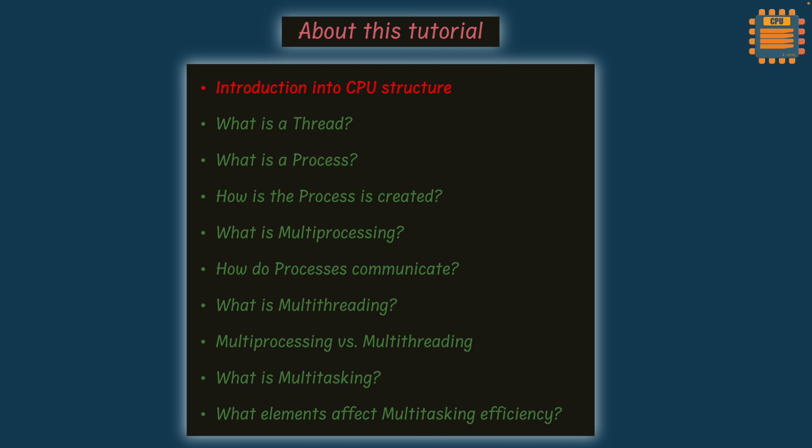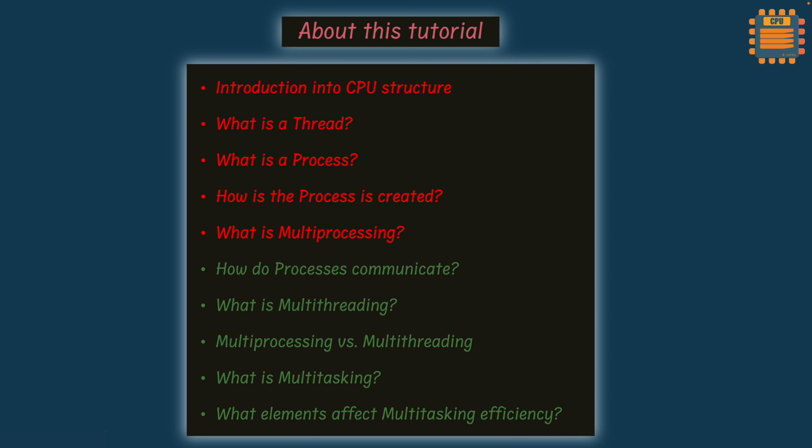The tutorial begins with an exploration of CPU structure, laying the groundwork for understanding multithreading and multiprocessing concepts. Next, we'll define a thread, a fundamental unit of CPU utilization. We'll then delve into the definition of a process as an instance of a program running on a computer. Moving forward, we will delve into the steps involved in the process creation. This knowledge is fundamental for grasping the core concept of multithreading and multiprocessing.